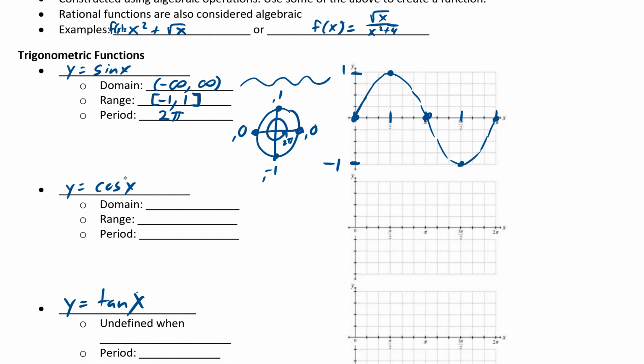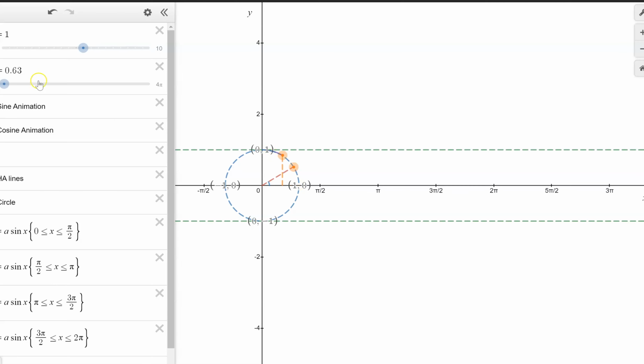All right, cosine is very similar. It's from negative infinity to infinity. Remember, they're just co-functions. Its range is the same, and its period is exactly the same. But cosine on our unit circle is the x-coordinate. So it goes from 1 to 0 to negative 1 to 0 to 1 to 0 to negative 1 to 0. And so it's following this pattern. So it allows us to start at 1 instead of 0. So 1, 0, negative 1, 0, 1.